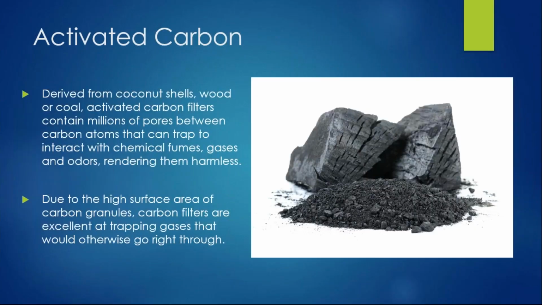Activated carbon. Carbon can come from a number of places. Usually it's coconut shells, wood or coal. Think of carbon as a sponge. They have millions of pores and atoms that can help trap chemical fumes, gases, odors, and render them harmless. But think of them as a sponge trying to collect whatever happens to come in its path. Due to the high surface area of carbon granules, carbon filters are excellent at trapping gases that would otherwise go right through. You'll see some air filters on the market that actually might have carbon impregnated into the filter media. That's to help with odors, basically.